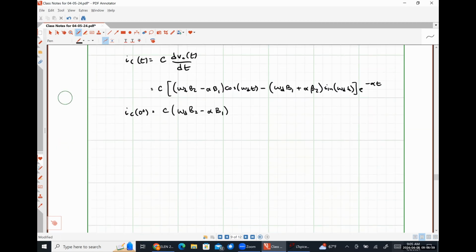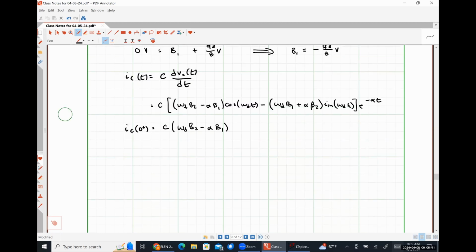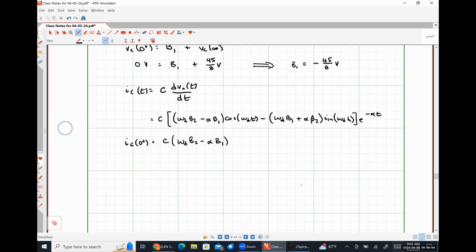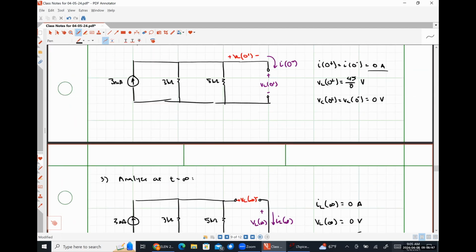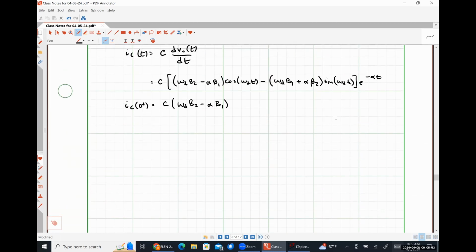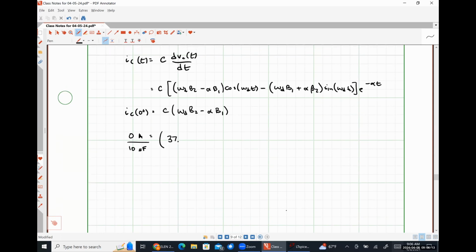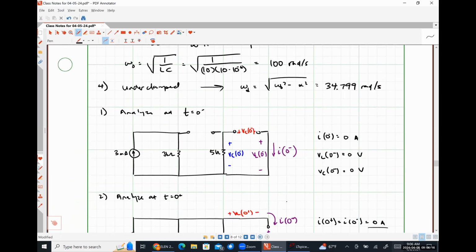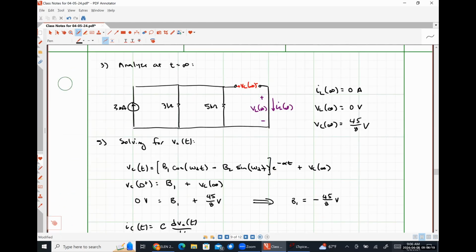All right, so let's substitute in numbers here. So IC at 0 plus. I at 0 plus was 0 amps, so that's going to make things a little easier. So 0 amps is going to be equal to C. Actually, let's move this over here. 10 micro. Omega D was 34.7 something. 34.799.